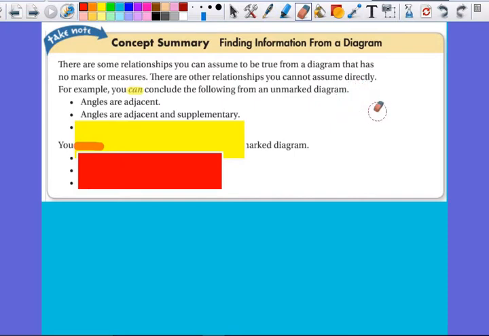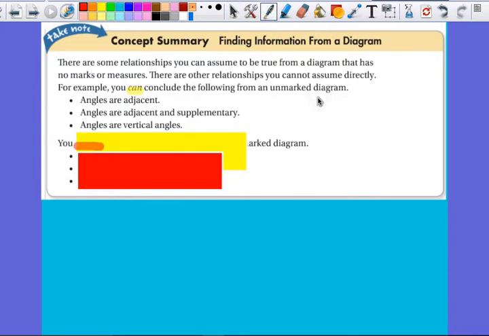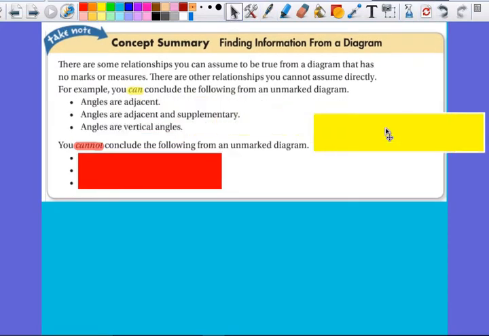And then for our last thing that you can definitely conclude just by looking at it, if two angles are vertical. So if I draw this, and then from there we draw, make sure that it's a straight line here, make sure it's a straight line here, those two angles would be considered vertical because we have straight lines. You can look at a picture and you can tell me that from the get-go, right? So those are things that you can conclude.